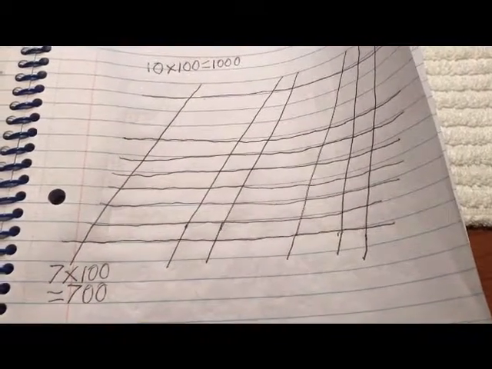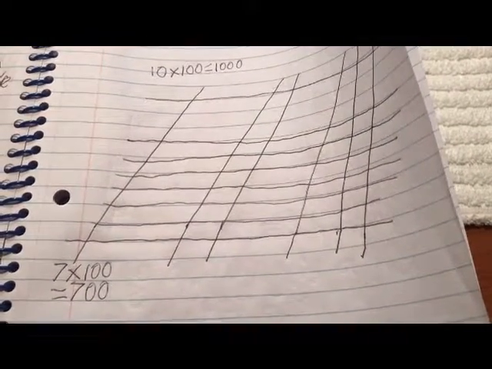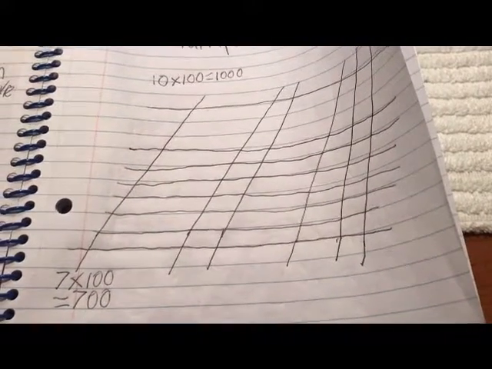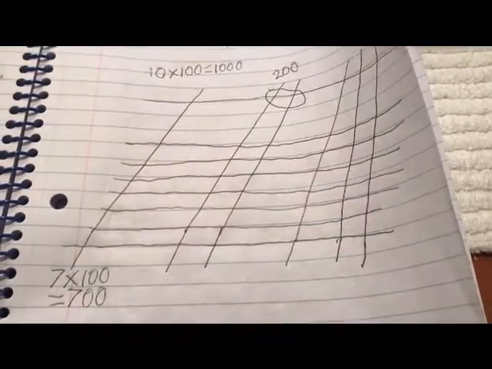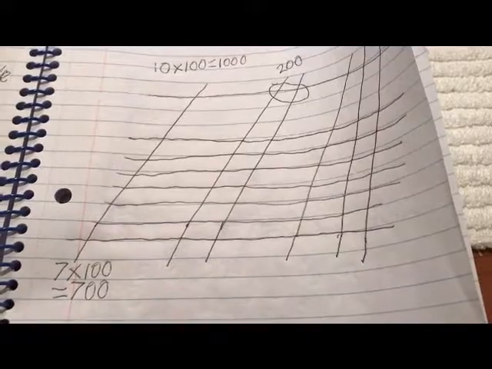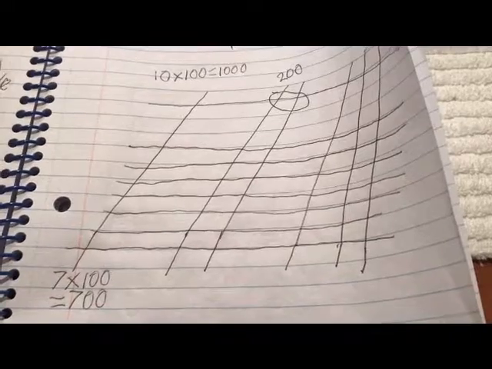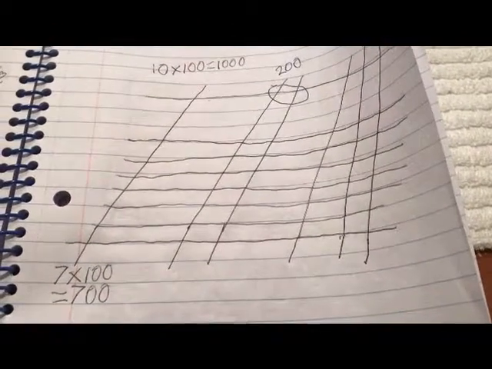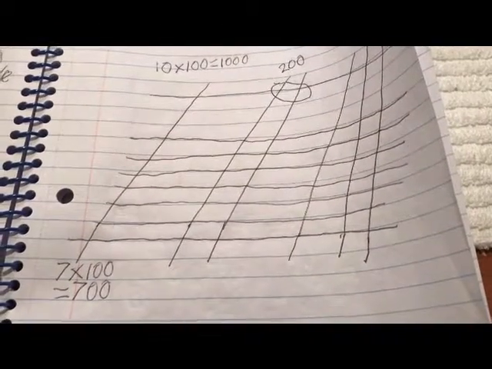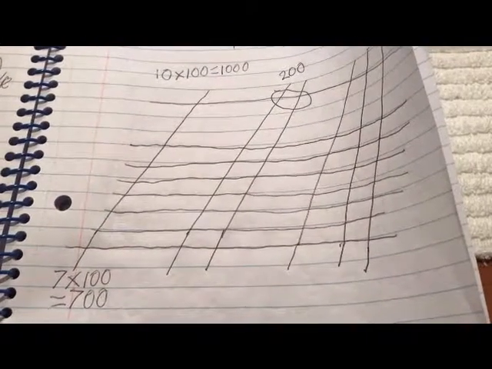On the bottom left is 7 ones lines crossed with hundreds lines, which gives us the number 700. To get the 200, it's a tens line crossed with a tens line, and each one is worth 100, which is how you get 200.